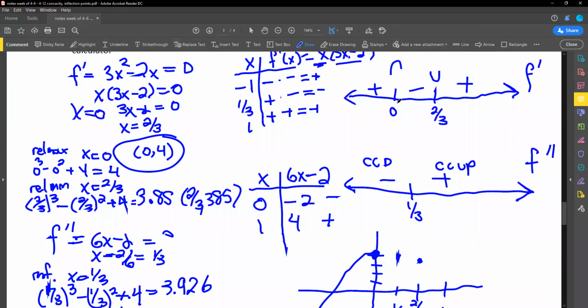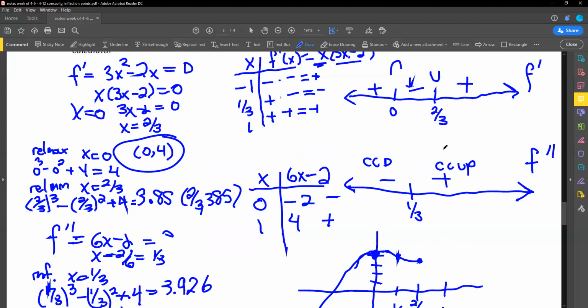Now, from between 0 and 1/3, it's still concave down, but now you can see the negative f prime. So it's decreasing, still concave down. And at 1/3, it changes to concave up. So it's concave up, but still decreasing. So it's going down, which we can see.